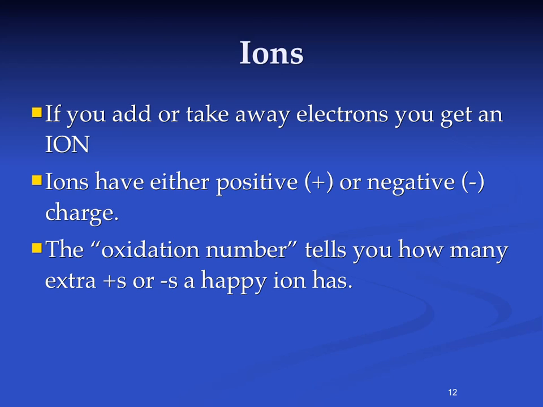So if you add or take away electrons from a neutral atom, what you get is called an ion. And it's either a positive ion if it has extra pluses, or a negative ion if it has extra negatives. The oxidation number of an element tells you how many extra pluses or minuses that happy ion has. What does happy mean? Well, remember, happy was an analogy for an atom that is stable, that has 8 outer shell electrons. So to get to having 8 outer shell electrons, it might have to gain some electrons or lose some electrons.